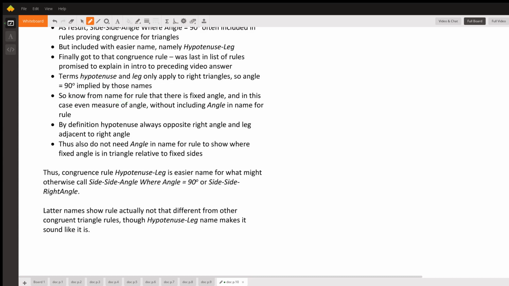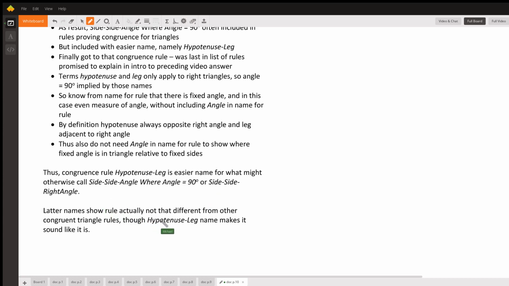We know from the name for the rule that there's this fixed angle, and we know the measure of the angle without including angle in the name for the rule. And by definition, the hypotenuse is always opposite the right angle, and the leg is always adjacent to the right angle. So we also don't need angle in the name for the rule to show where the fixed angle is in the triangle relative to the fixed sides. So hypotenuse-leg is just an easier name for what you might have called side-side angle where angle equals 90 degrees, or side-side right angle. It's just an easy way to say it.